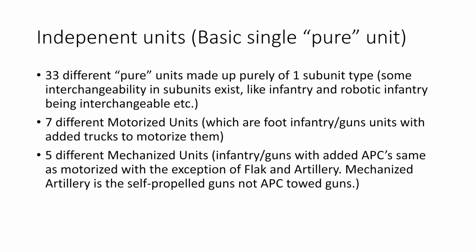So for independent units, we have 33 different units, which I refer to as pure units, made of purely one subunit type. There is some interchangeability in subunits, like infantry and robotic infantry being interchangeable. There are 7 motorized units, which are foot or gun units with an added truck to motorize them, and 5 mechanized units, which are basically the same as the motorized, with 2 exceptions: there is no motorized flak and no mechanized flak, and the mechanized artillery is actually a type of pure unit. So it's not an APC added to the unit, it's a self-propelled gun.